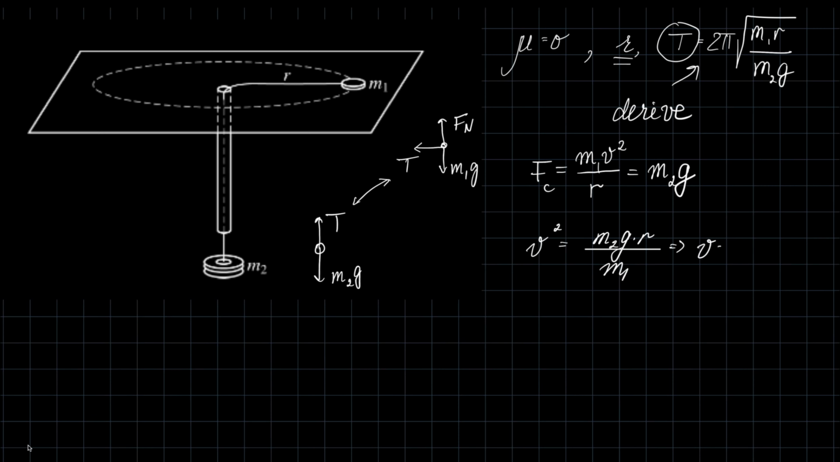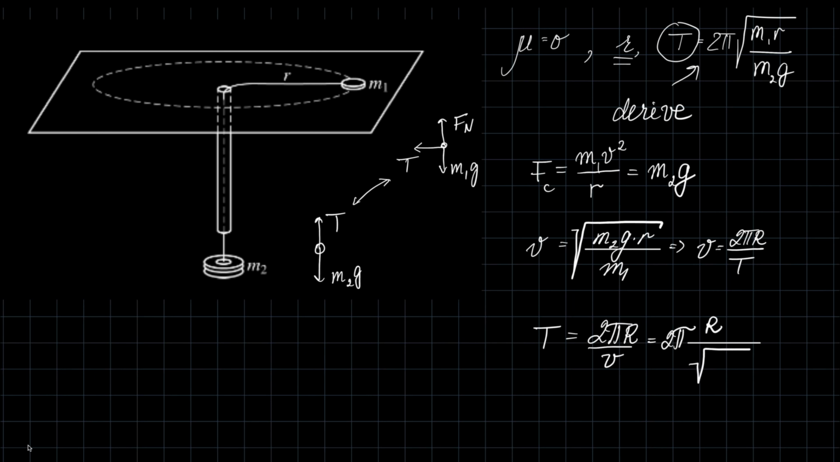V, on the other hand, is 2 pi r divided by period of rotation. Period of rotation is going to be 2 pi r divided by V. So V, if I root this, is the root of this equation. So then period is 2 pi, I'm going to put r over here. Then it's going to be root of M2G times r. And then M1 with a root comes upstairs.